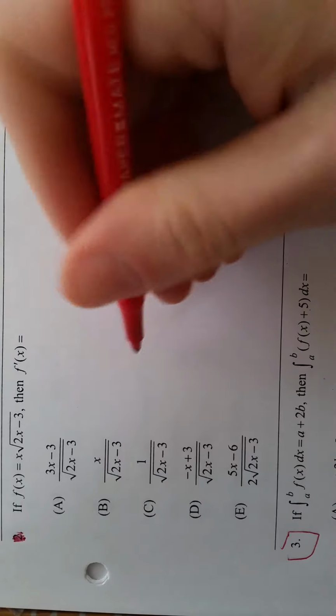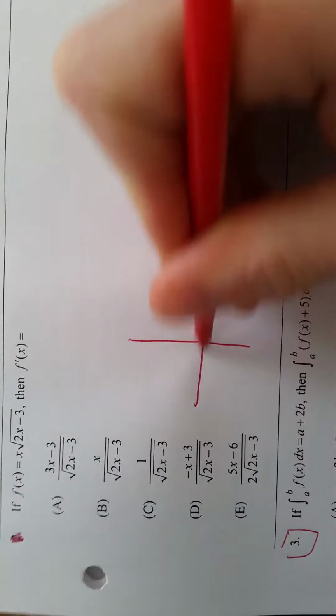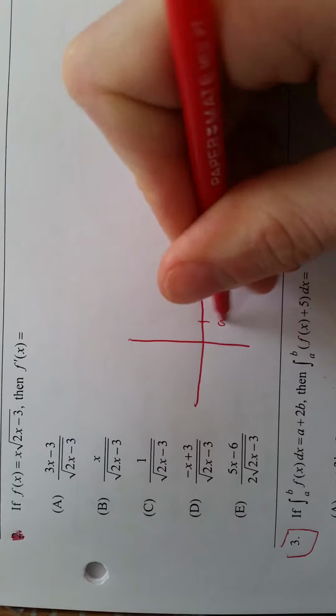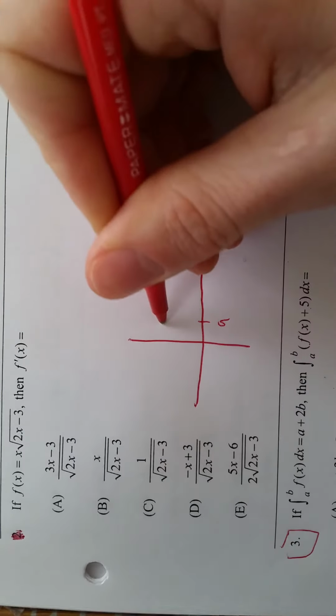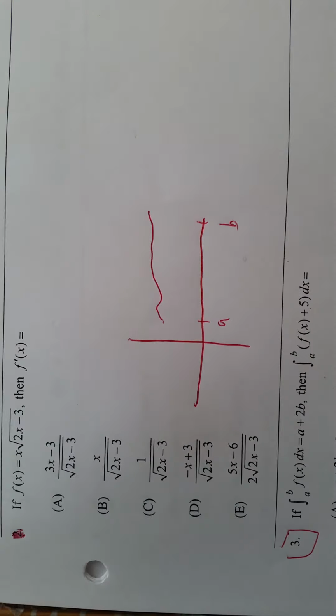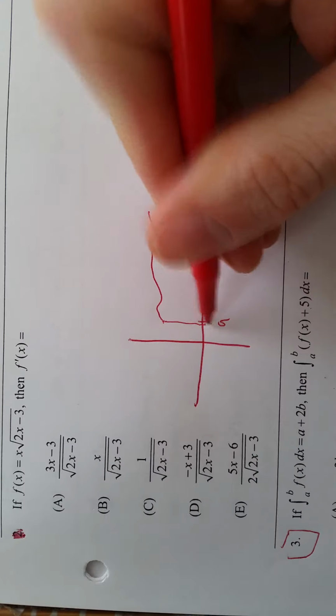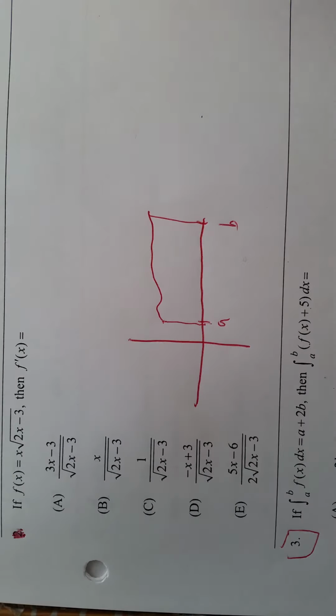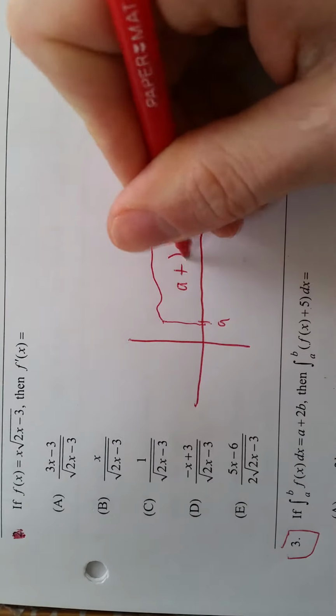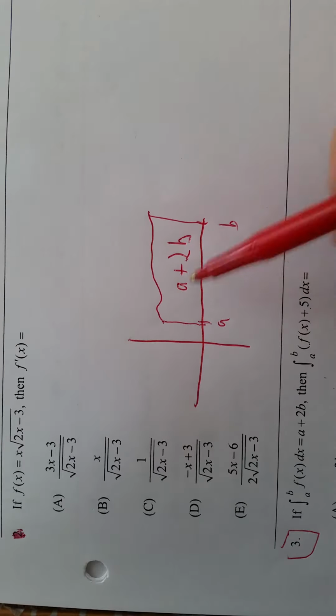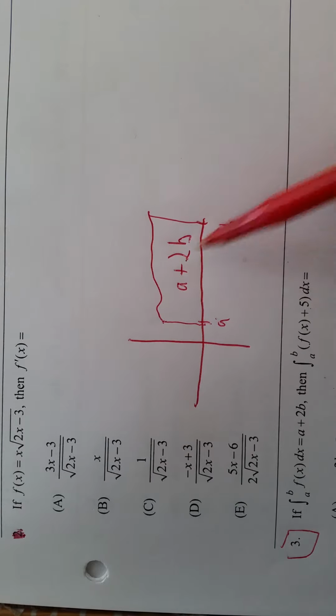I'm going to sort of show you graphically what they're talking about, okay? So we've got this function from a to b. We don't know exactly what it looks like. Maybe it looks like that. Now, the area under the curve from a to b is actually a plus 2b. What's confusing about this is this really has nothing to do with the limits of integration. That's just worth a plus 2b.